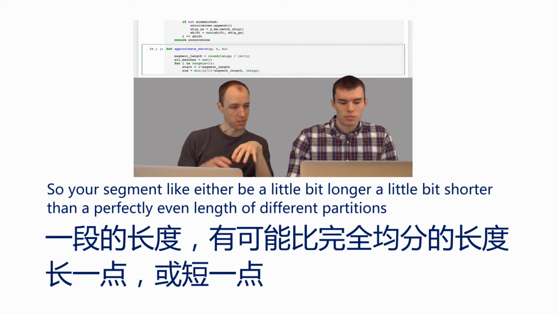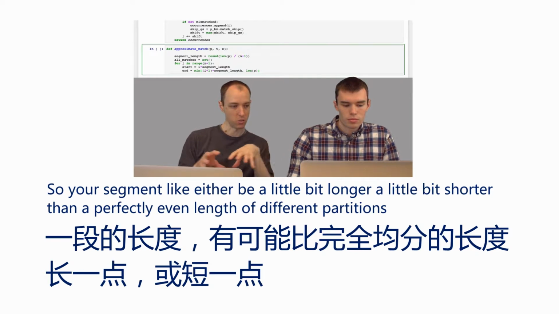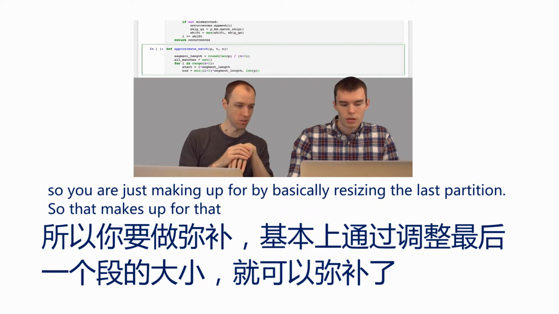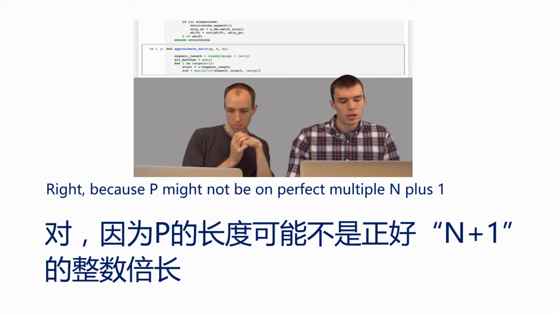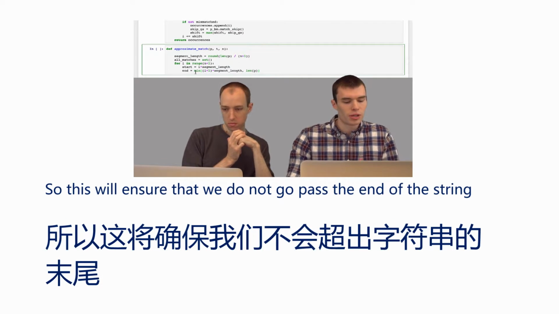So your segment length could either be a little bit longer or a little bit shorter than a perfectly even length of the different partitions. So you're just making up for that basically by resizing the last partition so that it makes up for it, right? Right, because P's length might not be a perfect multiple of n+1. So this will make sure that we don't go past the end of the string.